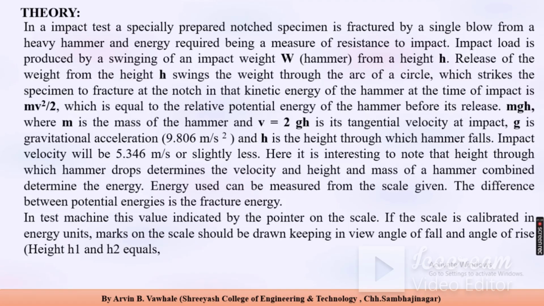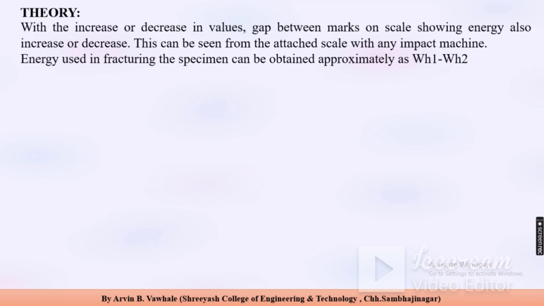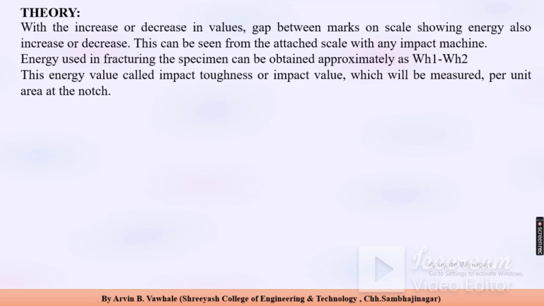Heights h1 and h2: h1 is equal to R in bracket 1 minus cos alpha, and h2 is equal to R in bracket 1 minus cos beta. With the increase or decrease in values, the gap between marks on the scale showing energy also increases or decreases. This can be seen from the attached scale with any impact machine. Energy used in fracturing the specimen can be obtained approximately as W1 minus W2. This energy value is called impact toughness or impact value, which is measured per unit area at the notch.